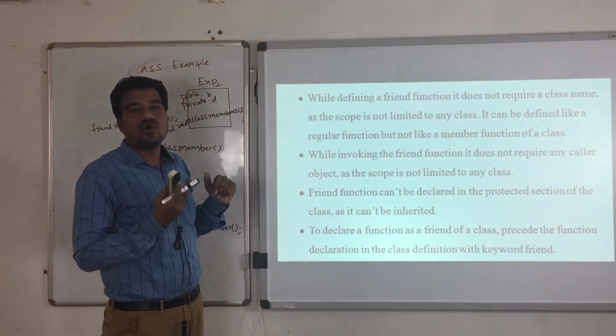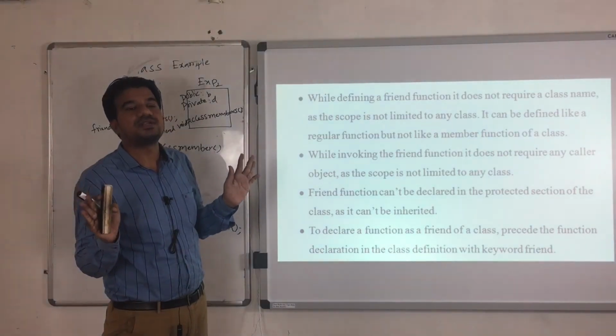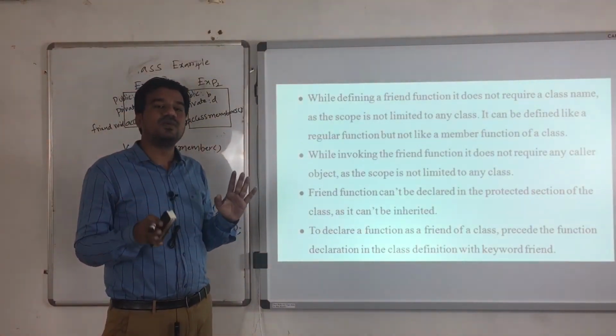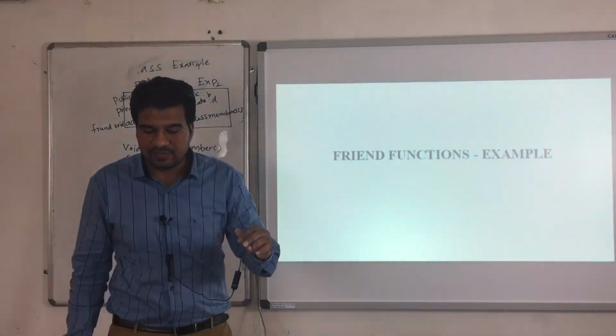Clear? Next thing, invocation. In order to invoke the friend function, we don't need any class object. Simply use the function name itself, the friend function name itself. That will invoke the friend function. Okay. Quickly, we'll see one simple example for this friend function.